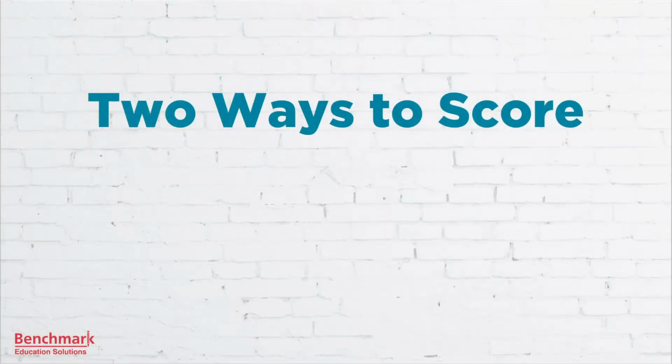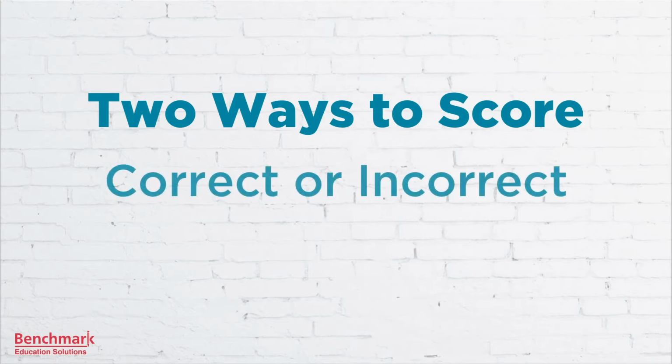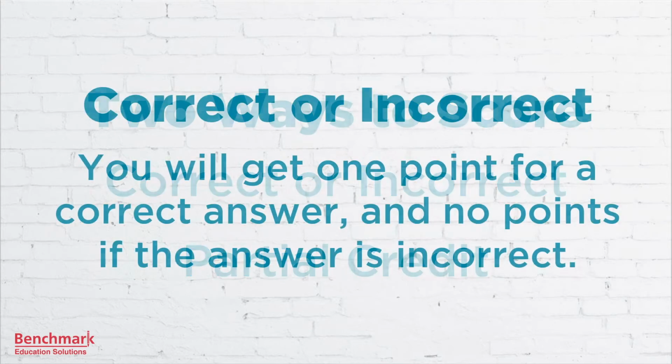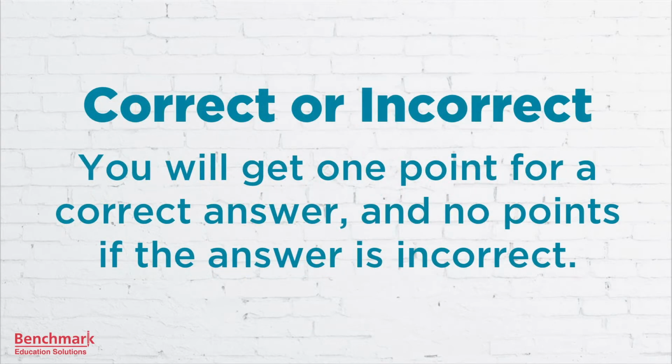Before we talk about the kinds of questions on the exam, let's talk about how they're scored. There are two kinds of scoring: correct or incorrect, and partial credit. Correct or incorrect is just like it sounds. You get 1 point for a correct answer and no points if the answer is incorrect. There's only one kind of question in the speaking section that uses this scoring method: answer short question. For these questions, your answer will be a single word or phrase.